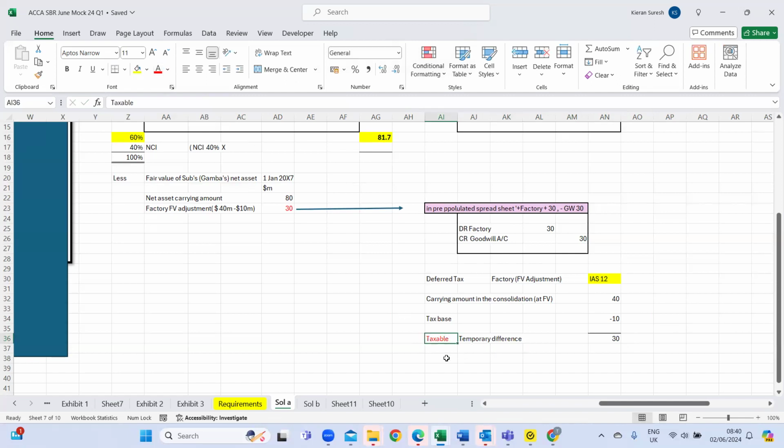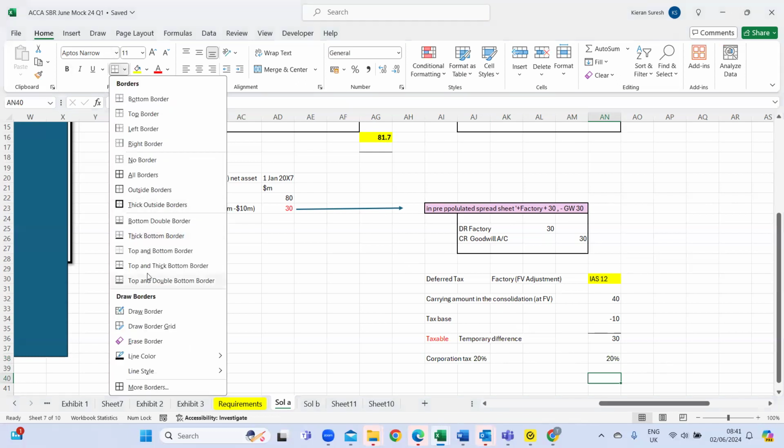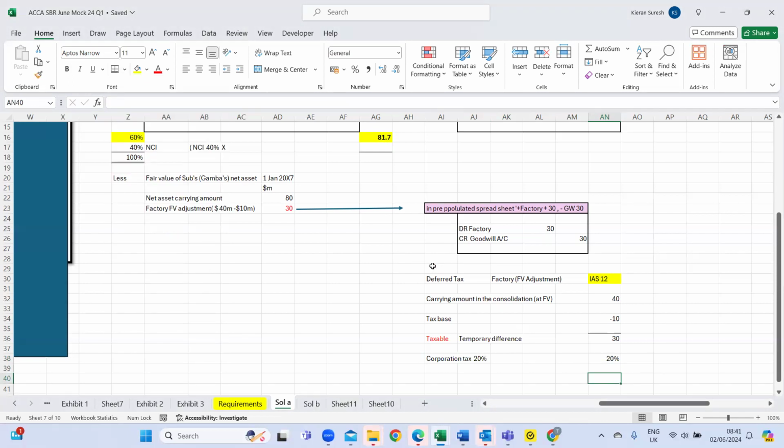All I now need to do is apply the corporation tax. They have given me the corporation tax as 20% in this example, and if you just apply the 20% corporation tax, you would get deferred tax. Now this is where you have to be very careful. The amount we're going to get is not the charge. The amount you get is your deferred tax liability.